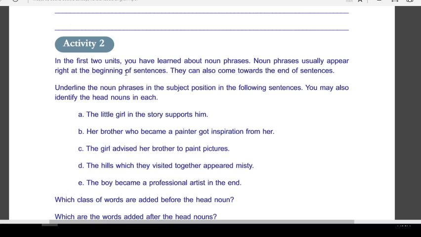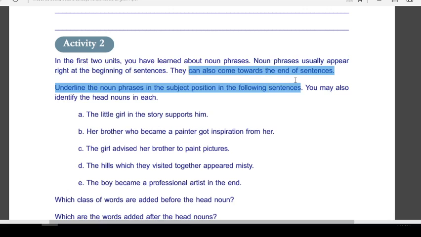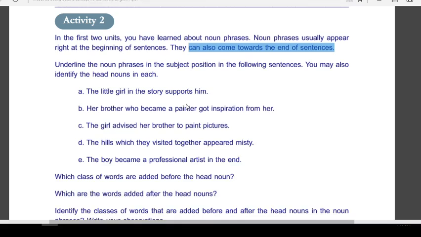In the first two units, you have learned about noun phrases. Noun phrases usually appear right at the beginning of the sentences. Underline these lines. They can also come towards the end of the sentence. Then underline the noun phrases in the subject position in the following sentences. You may also identify the head nouns in each.